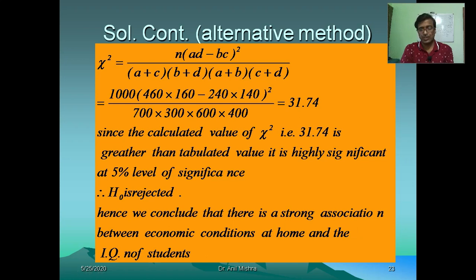Okay. So this is the way to calculate the independence of attributes. Calculate the value of the chi-square to study the independence of attributes as well as the goodness of fit. Both the terms we have to complete right now.